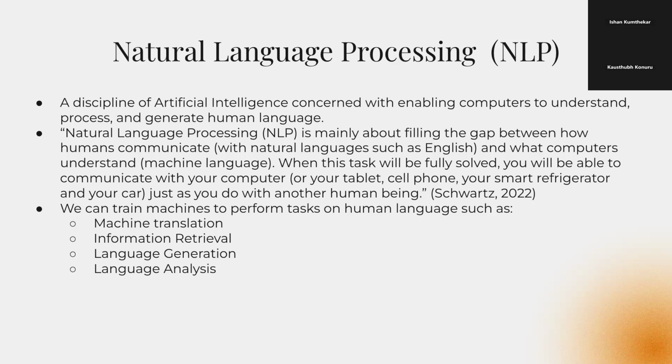So we can train machines to perform tasks on human language, such as machine translation, which is like Google Translate, where you can translate from English to Spanish. Information retrieval, so retrieving documents that fit the needs you are querying for. Language generation, which is tools you have used like ChatGPT or Claude. And language analysis, which can be tagging sentences with the part of speech or doing named entity recognition.